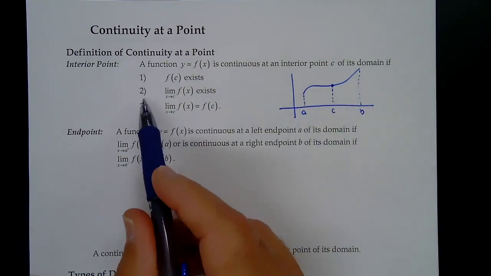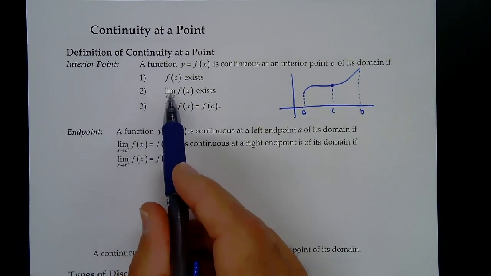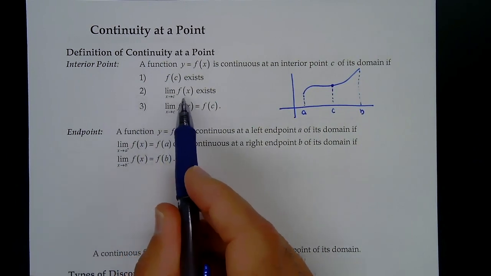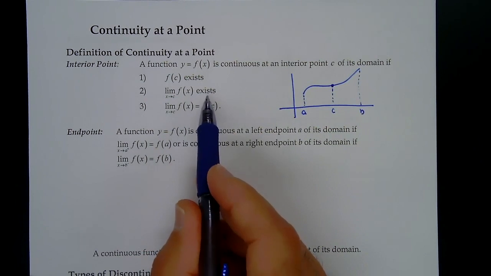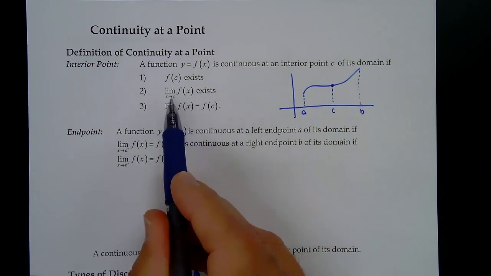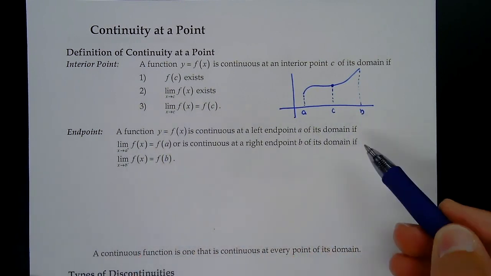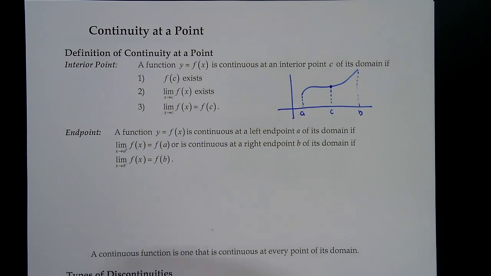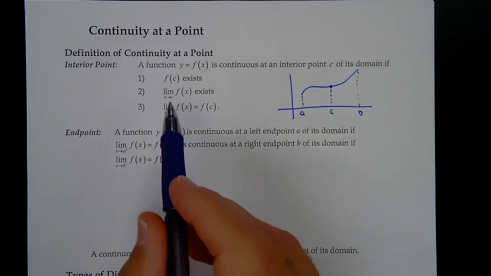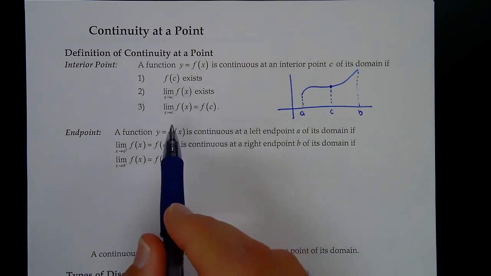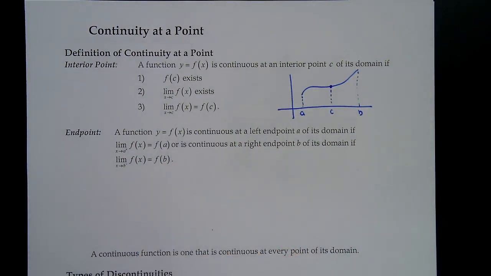The second thing is you have to find the limit as x approaches C of f of x, and that it exists. For it to exist, we have to look at the two one-sided limits. We've got to approach C from the left and C from the right and see if they agree. If they agree, then this limit exists. And the final thing for it to be continuous, for no breaks to happen, is that the function value and the limit have to be the same thing. And we're going to talk about the different aspects of this.